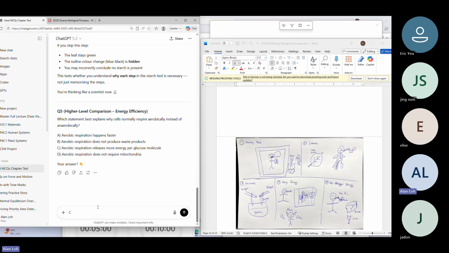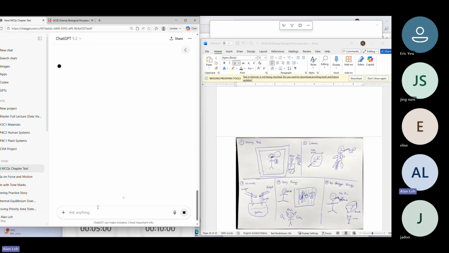Because everything there's a waste product. And aerobic waste product is carbon dioxide. And water is the opposite of photosynthesis. Let's try C. All right.